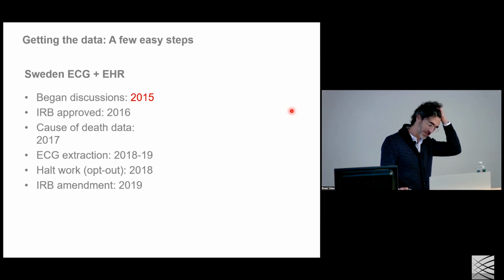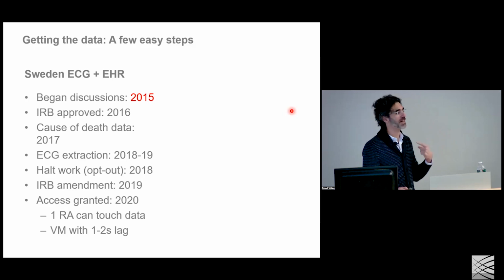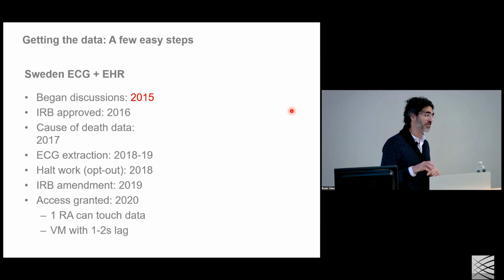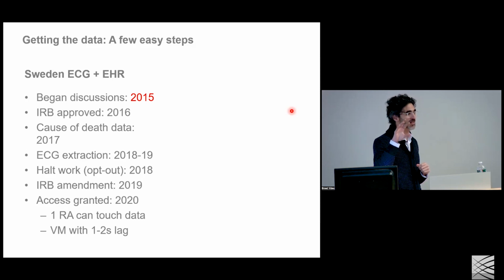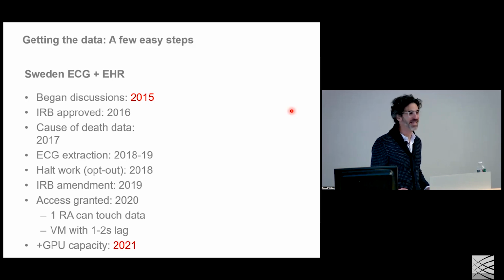Then we had to get an IRB amendment because something was wrong with the first one. And then finally, we got access to the data from outside of Sweden in 2020. And we had one research assistant working on it. Now it's this great PhD student. And it's through this virtual desktop setup where Alex will type the letter F and then a second later, the letter F will appear on the screen. So this poor guy has to just, so anyway, we had to add GPUs inside of the, okay.